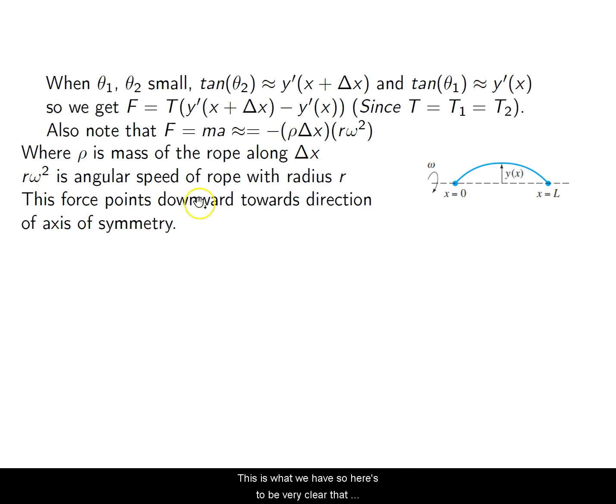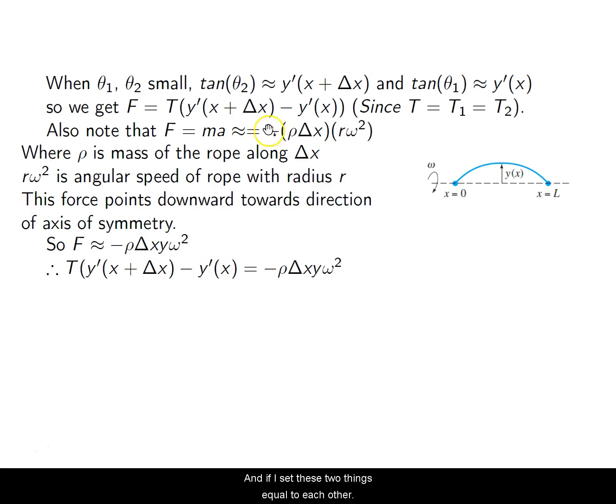Okay, so here it should be very clear that r is actually just our y value. At any point along here, we have different radii, and that's given by that deflection curve function. So again, you don't have to memorize all this. This is just helping us to derive. They're never going to say, hey, this is your rho, or find the angular speed. You're just going to have to solve the equation. We're just using this to help derive our equations. So my force is approximately negative rho delta x times y times omega squared, and if I set these two things equal to each other, this is the equation that I have.